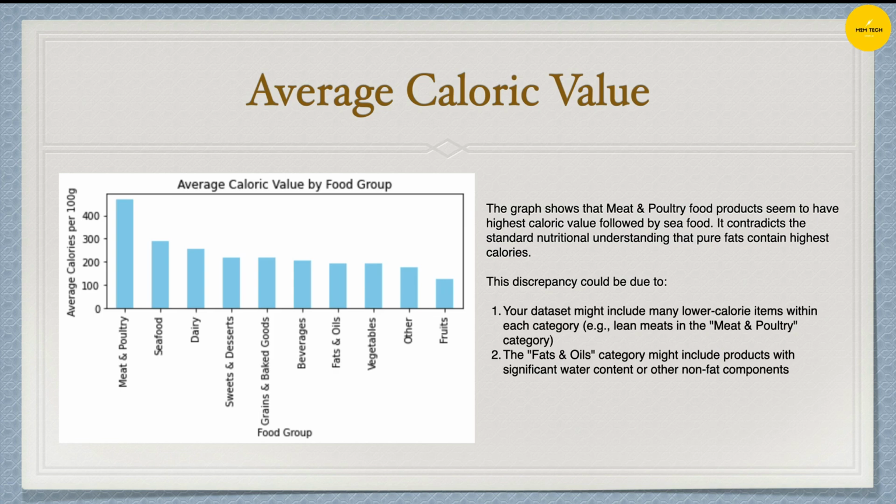This contradicts our standard nutritional understanding that pure fats contain the highest calories, but it doesn't seem so on the graph. Meat and poultry has come out the highest, and this shows a major data discrepancy. This discrepancy could be because the dataset might include many lower calorie items within each category, for example lean meats in the meat and poultry category. The fats and oils category might include products with significant water content or other non-fat components.